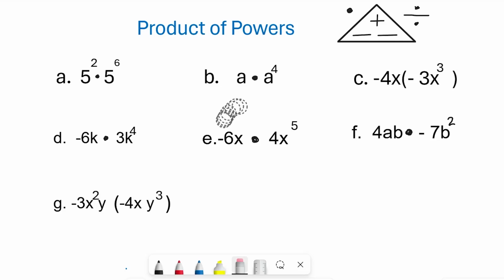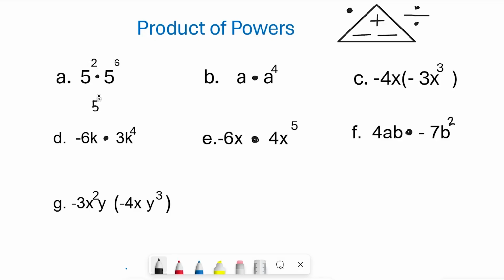Product of powers. This is another way for us to say multiplication. Product means that you're multiplying powers. That's what this means. Well, whenever you multiply powers, if they have the same base, that would be number 5. If they have the same base and you have multiplication between these two powers, the way we're going to get the answer is by adding the exponents.